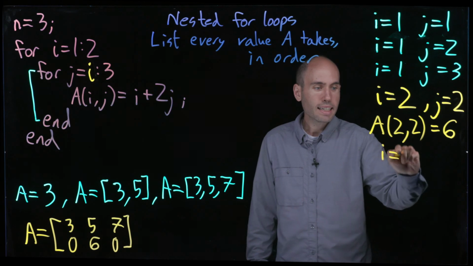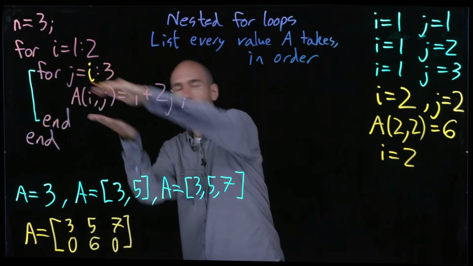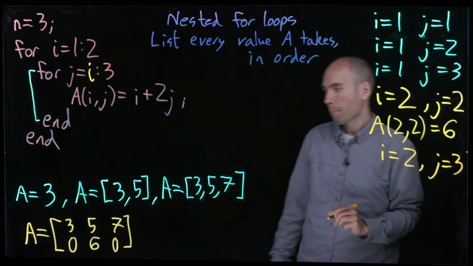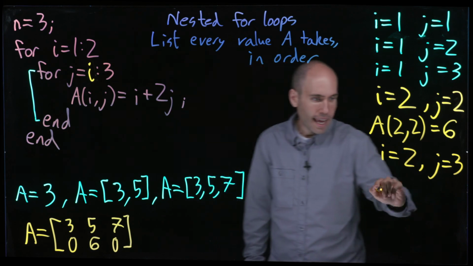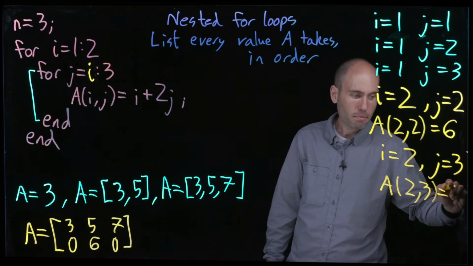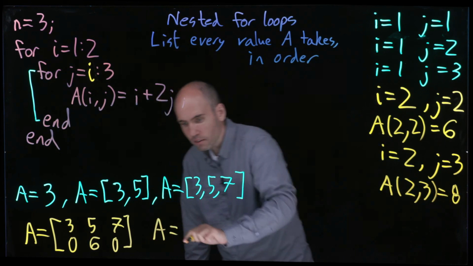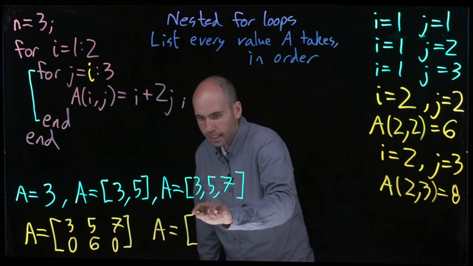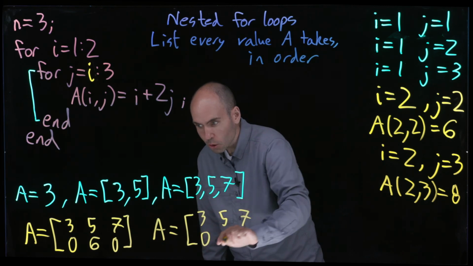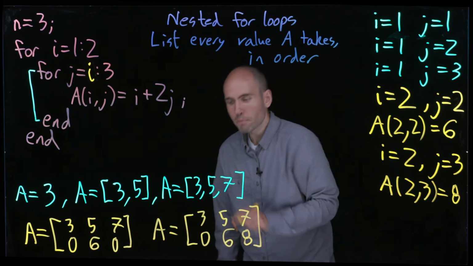What comes next? i is still 2. We're still on our second iteration through this inner for loop, and j equals 3, and a2,3 equals 8. And so the final value that a takes is going to be 3, 5, 7 in the top row and 0, 6, 8 in the bottom row.